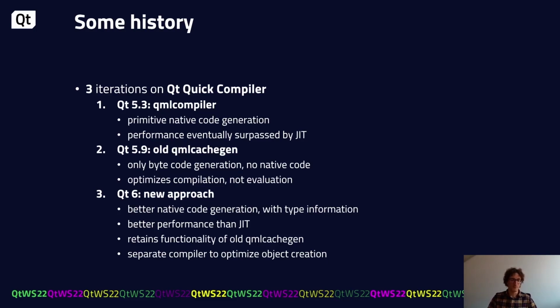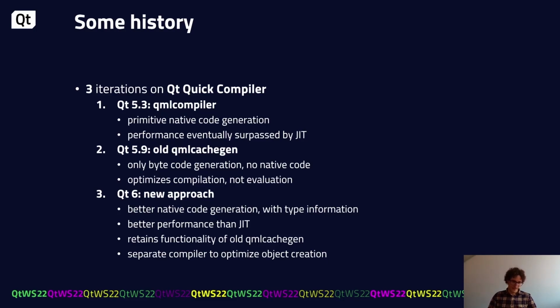With that concept, it couldn't really generate much better code than the JIT could. So eventually, the JIT surpassed the performance of the code thus generated, and the QML compiler was dropped.